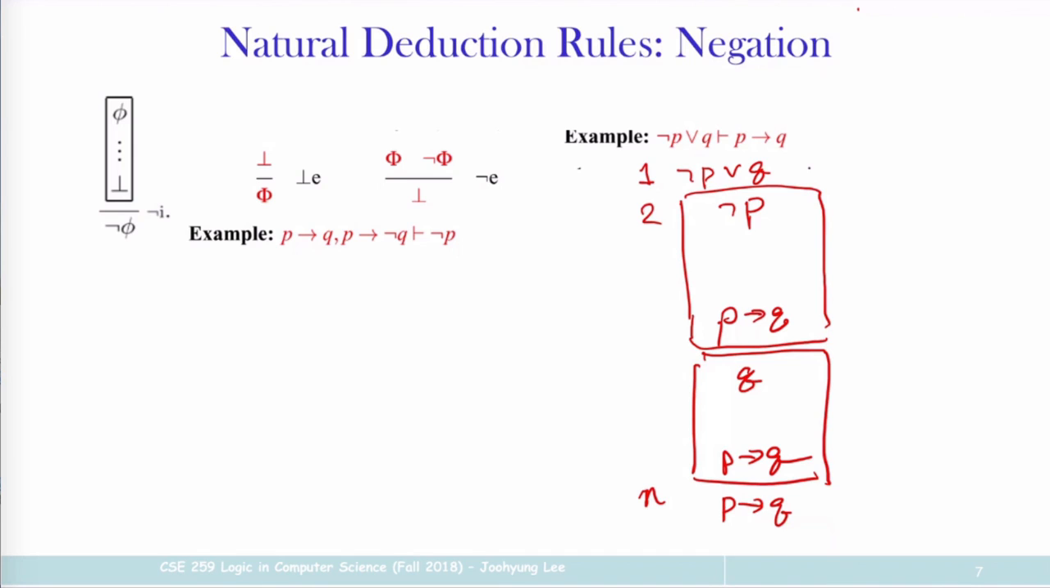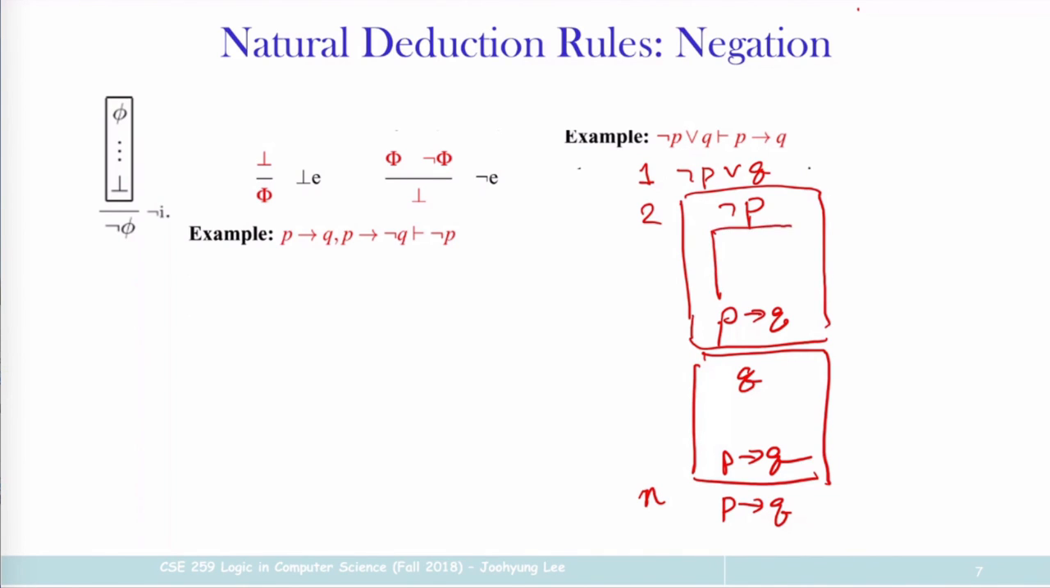All right. So in the first box, we assume not P. Okay. How can we derive P implies Q? You're gonna have to have another box inside the box with P. So we have to derive P implies Q, right? So what is the rule that we can use to derive P implies Q? That's the implication introduction rule, right?